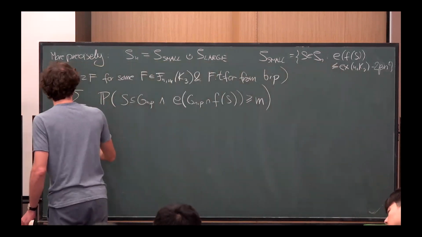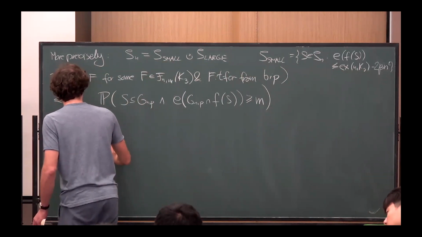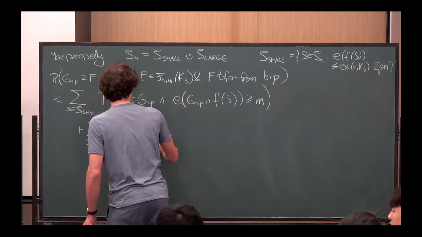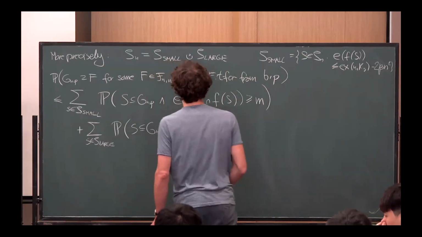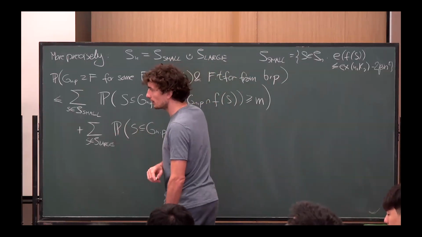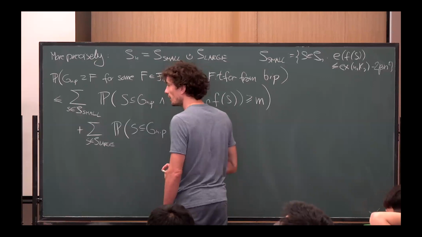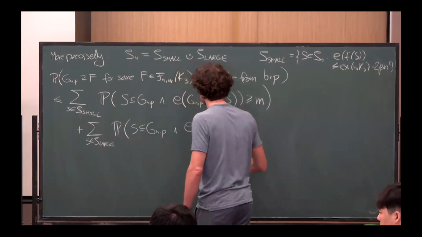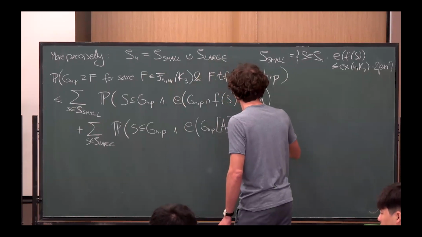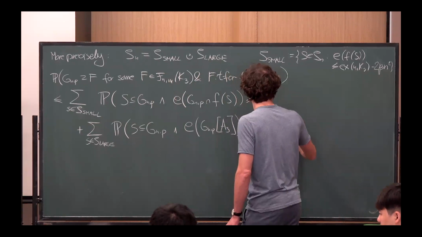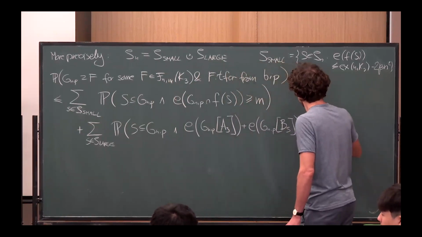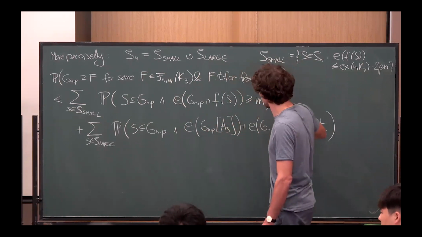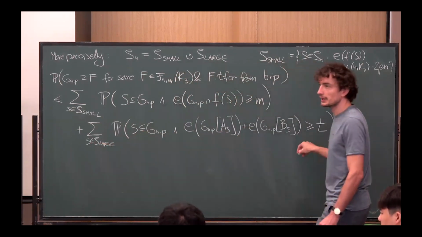Plus, what if it falls into the large set, then S still must be a subgraph of G and P. However, now the thing that will be difficult to violate is that the number of edges that G and P has inside the set AS plus the number of edges that G and P has inside the set BS must be at least T, because this graph is T far from bipartite. So in particular, for this bipartition that is coming from S, it must put inside at least T edges.